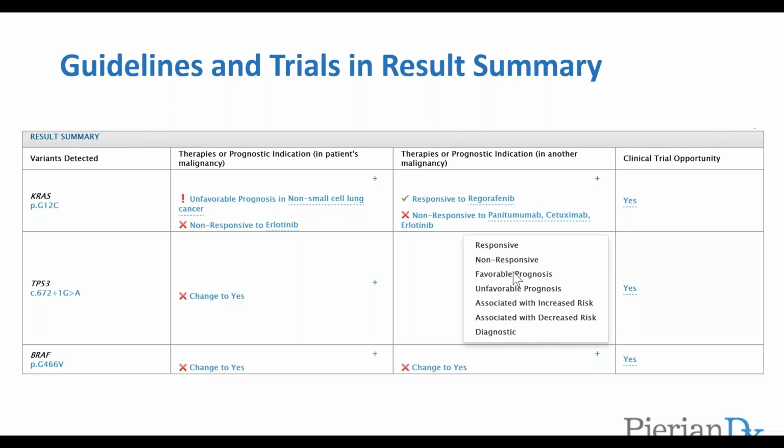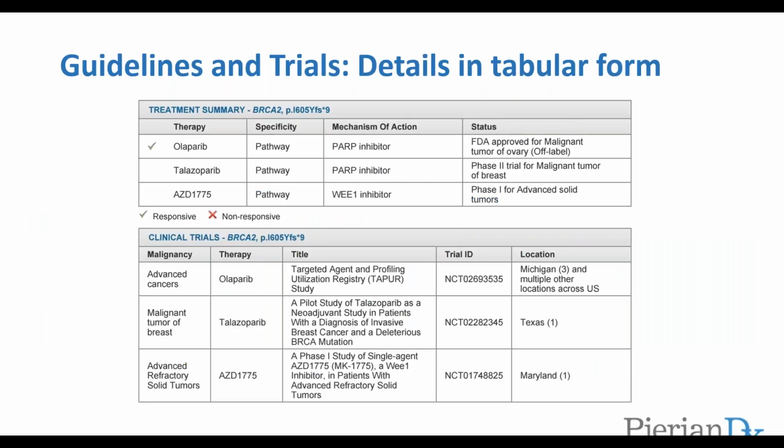Here, showing responsiveness or non-responsiveness to particular agents. In this case, in another malignancy other than the lung adenocarcinoma that was accessioned here for this patient. And then additionally, prognostic practice guidelines can be added to the result summary section. Clinical trial opportunities can be indicated as well, so you could choose to include variants that may not be actionable per se in this section.